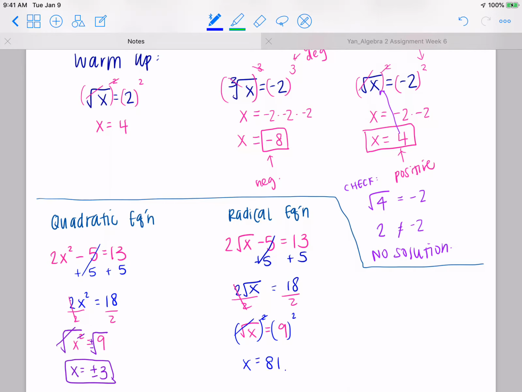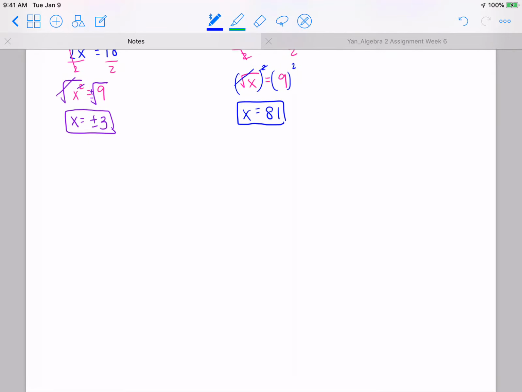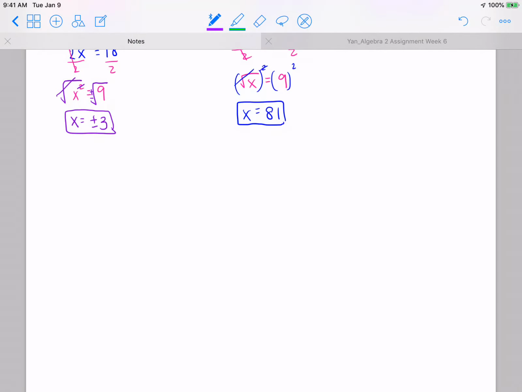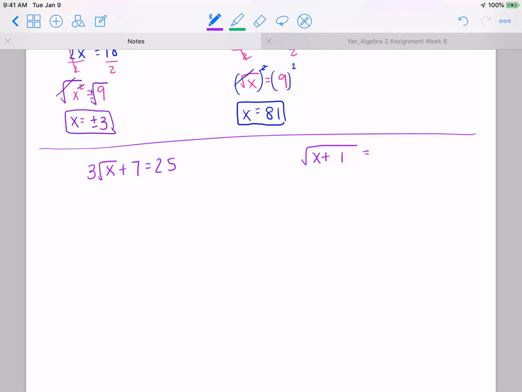X equals 81. Okay, even though the steps are very similar, your answers are totally different because in one you're square rooting it, and in the other you're taking the square of it. Okay, I am going to show you a couple more examples. So let's look at these two questions. You guys try to do it on your own line paper.